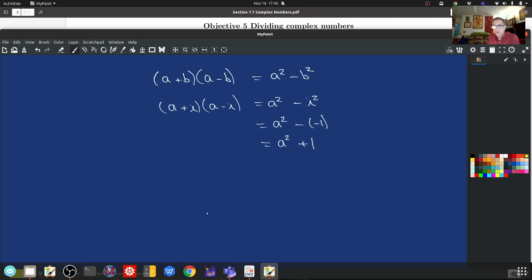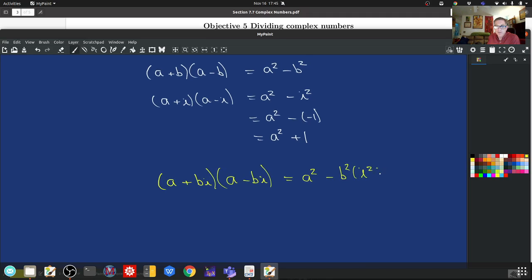So in general, if we have a, this time using a multiple, b of i, a plus bi times a minus bi, that's equal to a squared minus b squared times i squared, which is equal to a squared minus b squared. i squared is what? Minus 1. So that's a squared plus b squared.